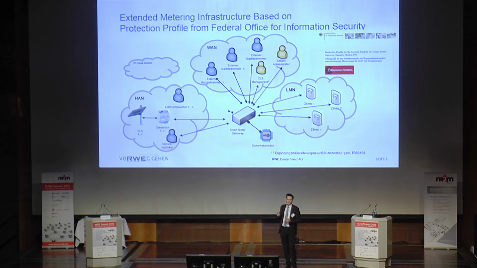So you have a home area network on the one hand, where you will find the PV panel and the loads you have at home. You have a wide area network, I think all of you know what that is, consisting of a smart meter gateway administrator, a controllable local system management, CLS management, and so-called external market participants. That could be a distribution system operator, for example, or your supplier where you buy your energy. And on the right side, you have the local metrological network where you have the meters.